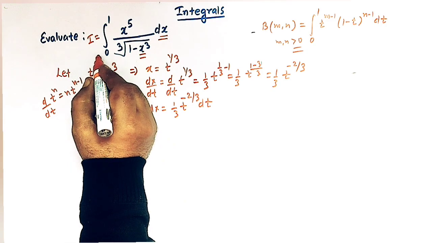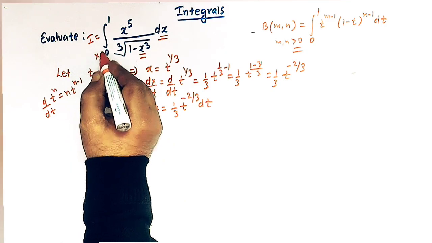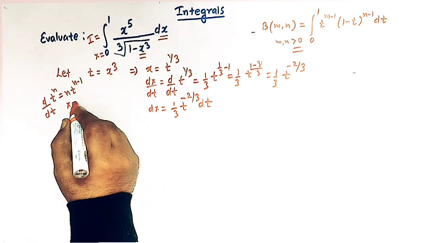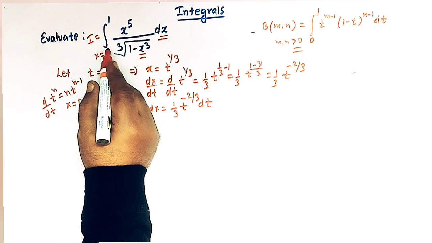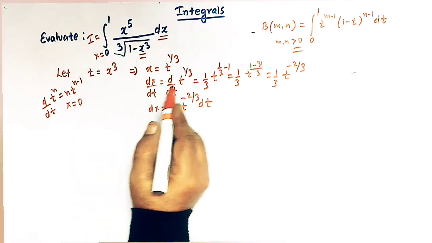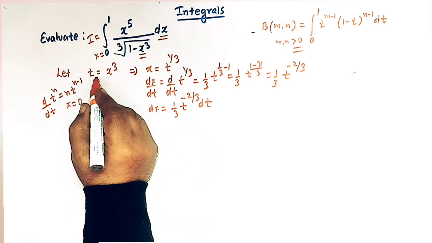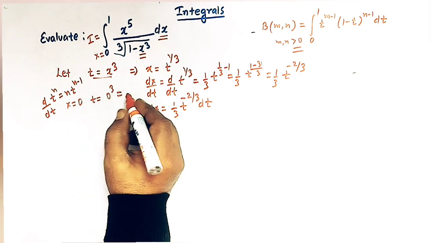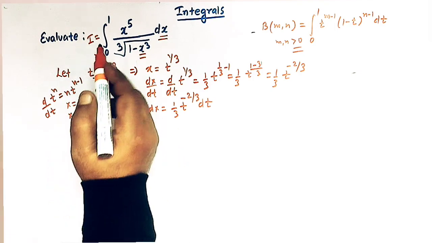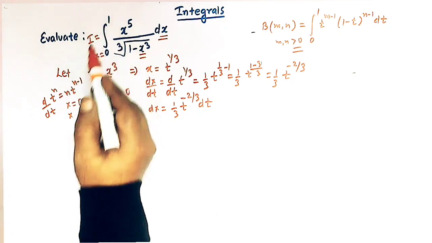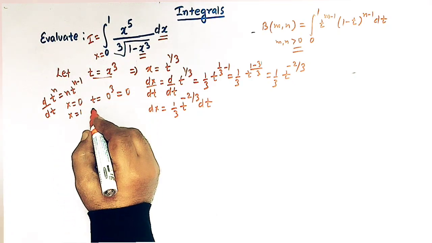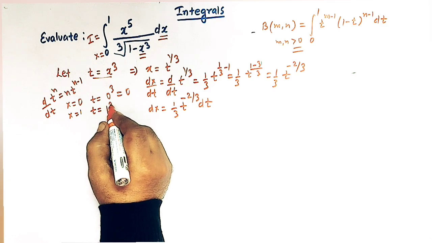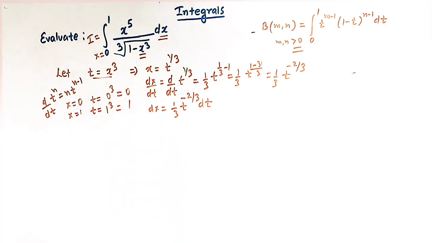Now here the limits of integration vary from 0 to 1. So when x is equal to 0, which is the lower limit, the value of t can be obtained from this relation. So we have t is equal to 0 cube, that is 0. And when x is equal to 1, which is the upper limit, so we have t is equal to 1 cube, that is equal to 1, right?